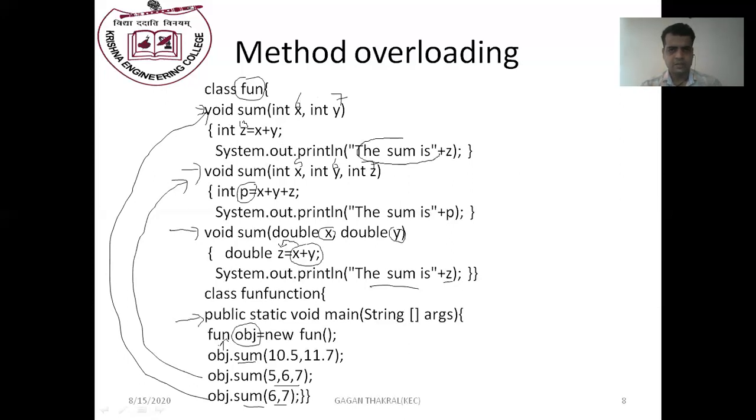So in this way this program displays output. The function name sum is the same in a single program, but it behaves differently according to the different arguments. So this is known as compile time polymorphism.